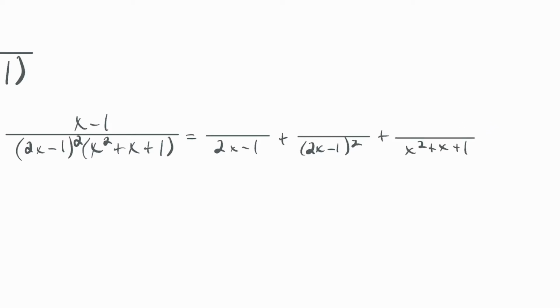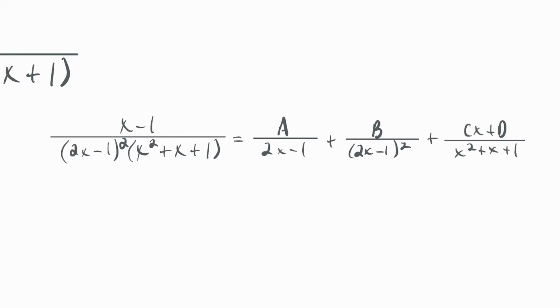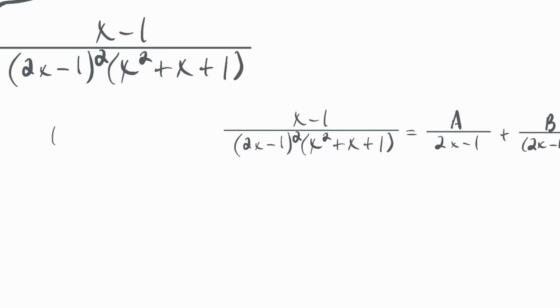And the first term, the numerator will just be some number because the degree is one less than the factor that it corresponds to. The next term at the top will be just some number because, again, the degree is one less than the factor it corresponds to. And then the last one will have a linear, so cx plus d, okay? And we'll proceed as we have been by multiplying both sides by the denominator on the left-hand side.